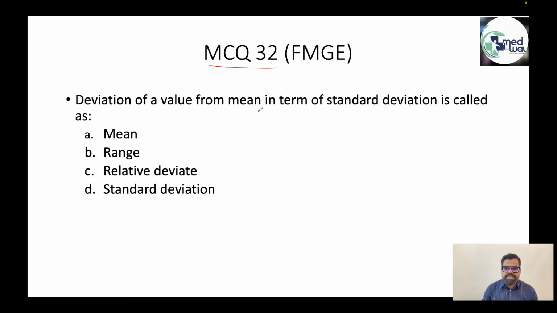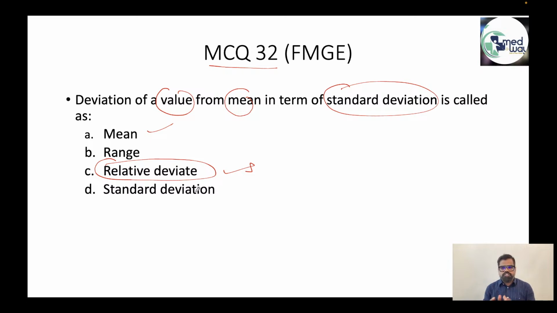Deviation of a value from a mean in terms of standard deviation. So a value is deviated from a mean and you're expressing that in terms of standard deviation. That is called relative deviate. It's not mean, it's not range, it's not standard deviation. So you're trying to see the deviation of a value from mean and you're expressing that in terms of standard deviation. That is relative deviate.